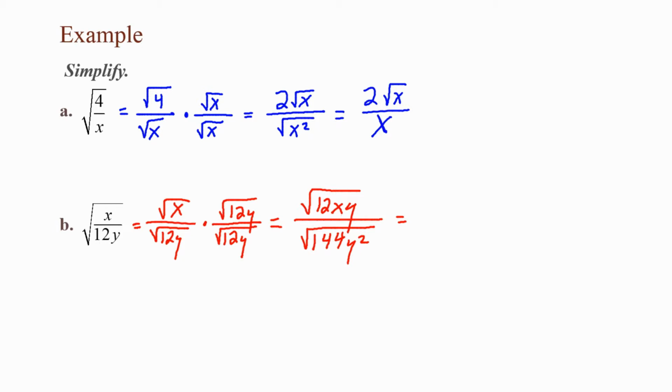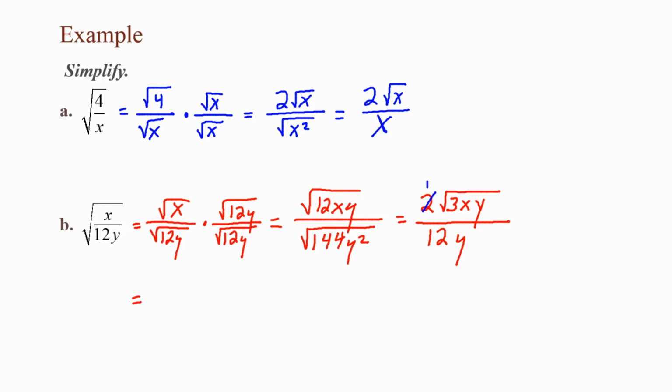I still have to simplify my 12 into 4 times 3. So the square root of 4 is 2. The square root of 3 we don't know. We don't know the square root of x or y. That's divided by 12y. Since 2 and 12 are no longer under the radical, I will have to reduce this.